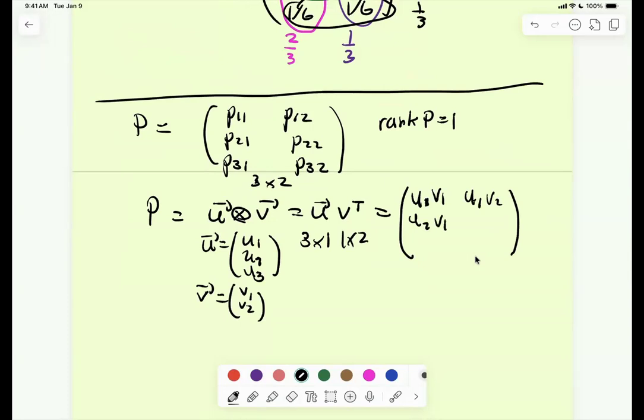U2 V1, U2 V2, and then U3 V1, U3 V2. Okay, let's stop here. So far, so good. And then, for example, let's add, so that's it, and that gives you the relation between the matrices, right?